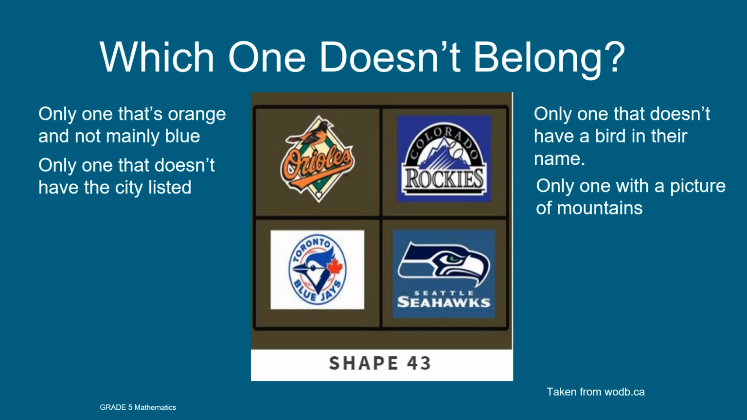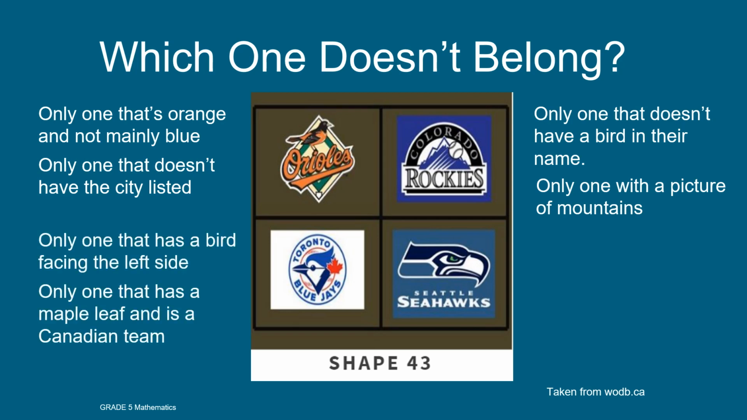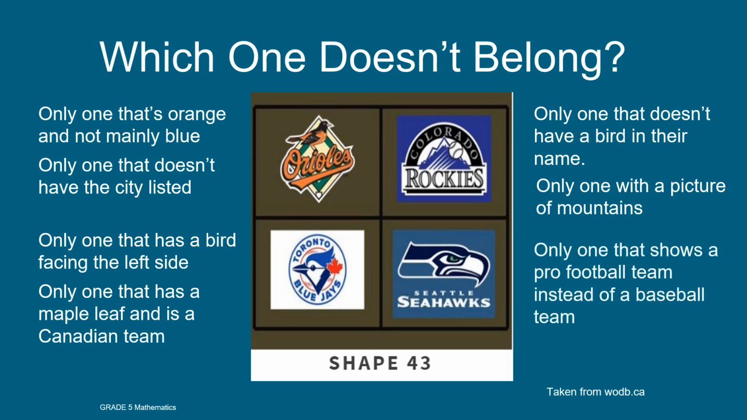The bottom left picture of the Toronto Blue Jays doesn't belong because the bird is facing the left side. It's also the only one with a maple leaf. I know that Toronto is in Canada. The maple leaf represents Canada. And the bottom right picture of the Seattle Seahawks doesn't belong because it's the only one that represents a professional football team. The other three are all Major League Baseball teams, but the Seahawks are in the National Football League. Hopefully you had some fun with this routine.